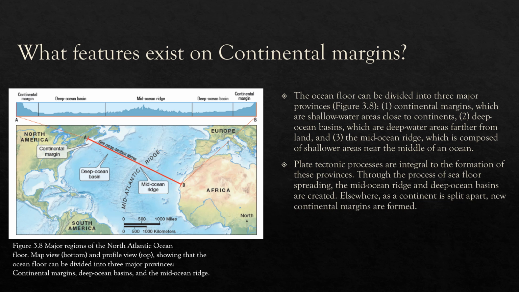This figure shows major regions of the North Atlantic Ocean, with a map view and a profile view, bottom and top, showing that the ocean floor can be divided into three provinces: continental margins, deep ocean basins, and mid-oceanic ridge.